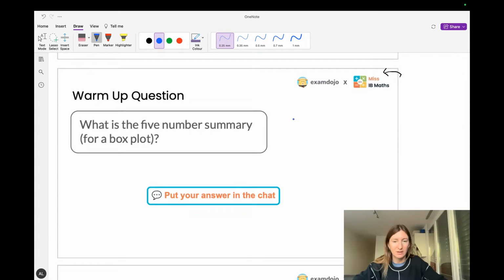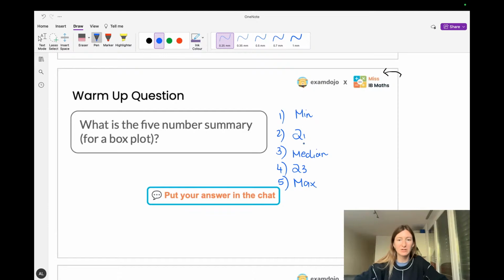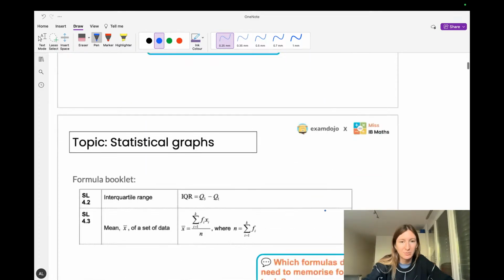All right, I'll start us off. We'll go through this as well. We need the minimum value. That's our first. We need our quartile 1. We need our median. We need our quartile 3. And we need our maximum. Those 5 pieces of information we calculate, and then we can draw the box plot. We will do some more of that later.